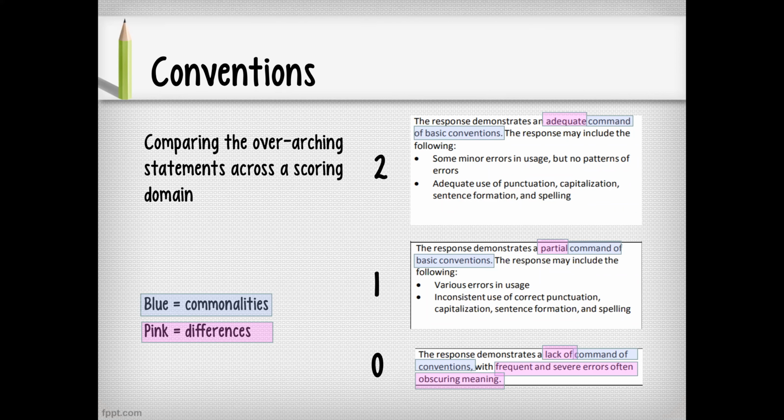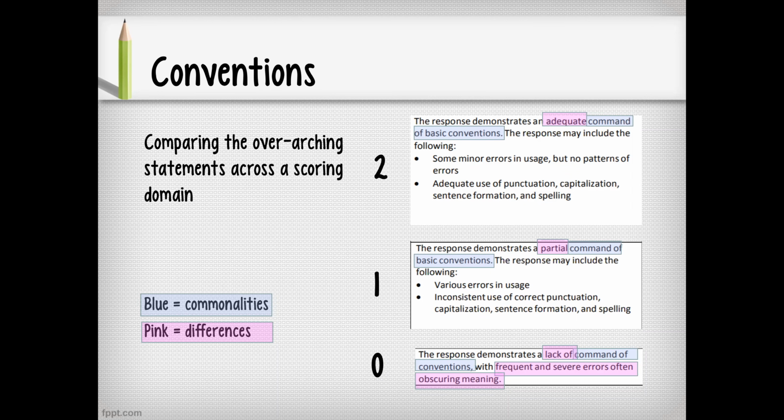So you'll see even in a 2, they're just saying adequate. They're not saying perfect. And they're even saying that some minor errors in usage may occur. What they mean by that is maybe they've misspelled a few words and maybe they left off a capital letter or something. That's still going to be okay to get a 2. When you really start to talk about those patterns of errors, that's when you'll see spelling issues, punctuation issues, capital letter issues, there may be sentence formation issues. You're having definitely more than 1 or 2 errors within the passage, and that's going to drop you down to that 1.